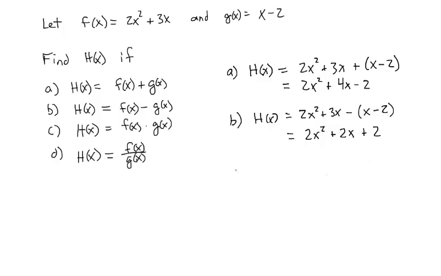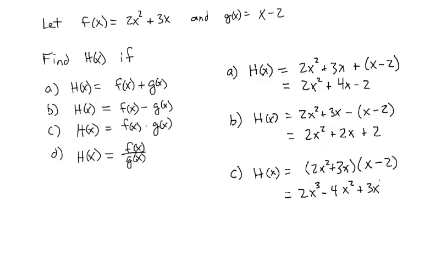For part C, we want to multiply the two together. So we have h of x is equal to 2x squared plus 3x times x minus 2. And now we'll multiply this out. So first terms, we have 2x squared times x, giving us 2x cubed. And then we have 2x squared times negative 2, or minus 4x squared. And then the inner terms are 3x times x, 3x squared. And the last term is 3x times minus 2, giving us minus 6x. And now we can combine x squared terms. So we'll have 2x cubed minus x squared minus 6x.